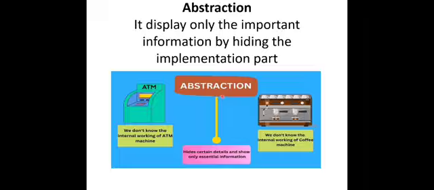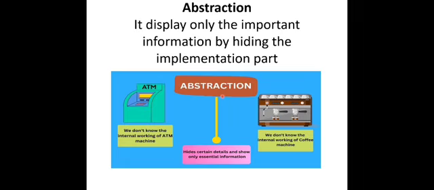The next example of abstraction is the commonly used mobile phone. In a mobile phone, we can perform so many actions like making calls, sending messages, taking pictures, downloading software, etc. We can perform a lot of things, but we do not know the inside process of these things, which means the implementation parts are hidden.